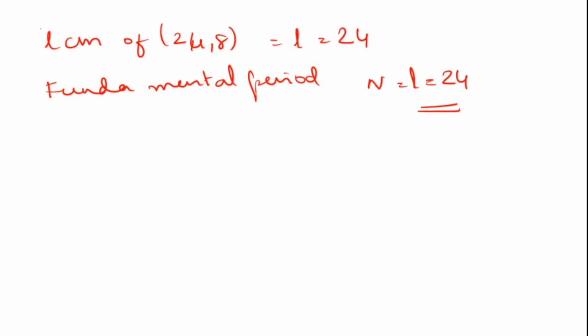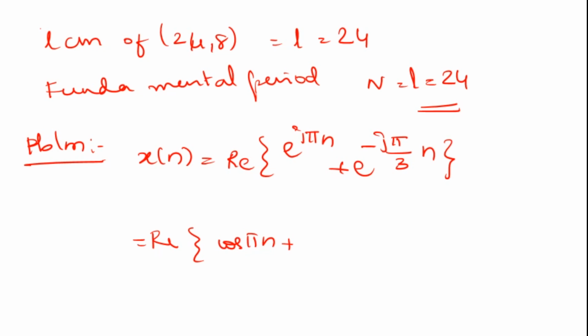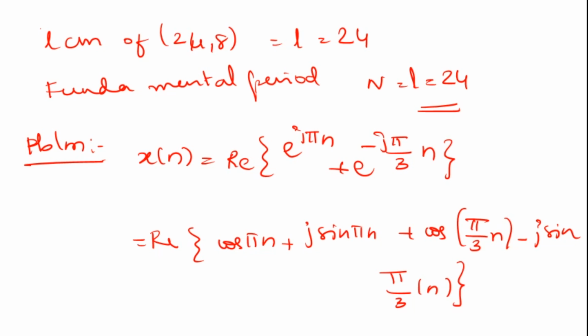Next problem, x of n is equal to real part of e power j pi n plus e power minus j pi by 3n, which is equal to real part of cos pi n plus j sin pi n plus cos pi by 3n minus j sin pi by 3n, which is equal to cos pi n plus cos pi by 3n, because it is given only the real parts.